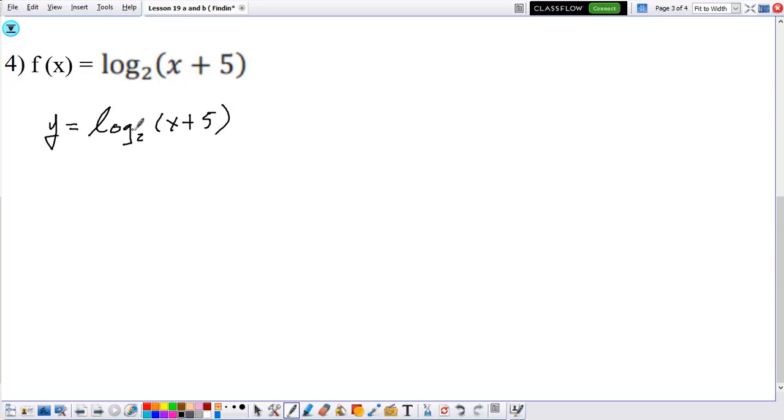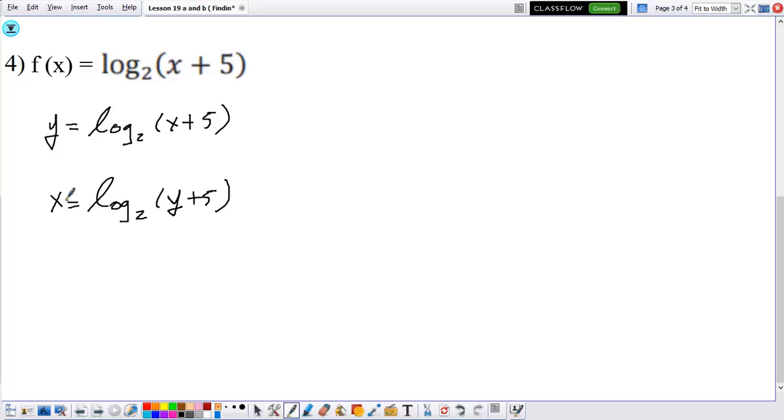Second step, it's always going to be the same: you switch the x's and the y's. So now we know that x is equal to, oops, we're not taking the natural log, we're taking the regular log, log base 2 of y + 5. So this is what we have so far.